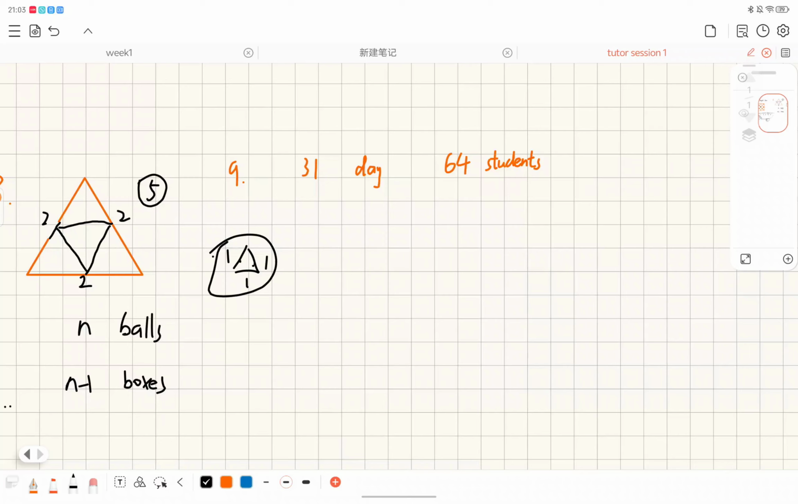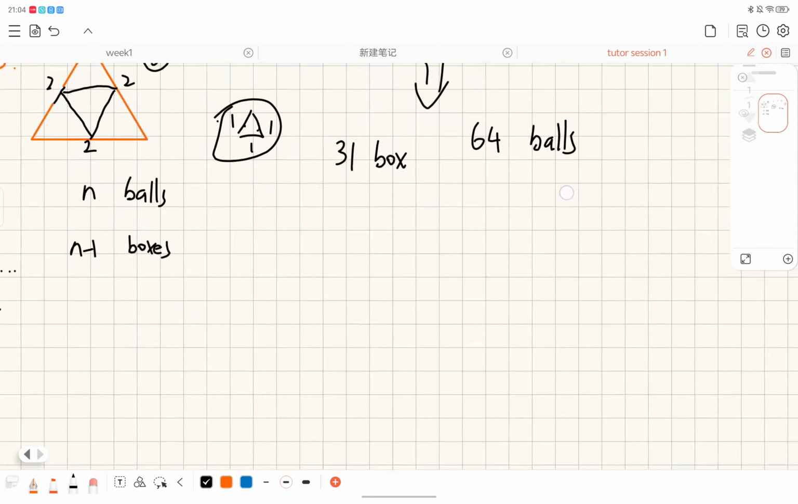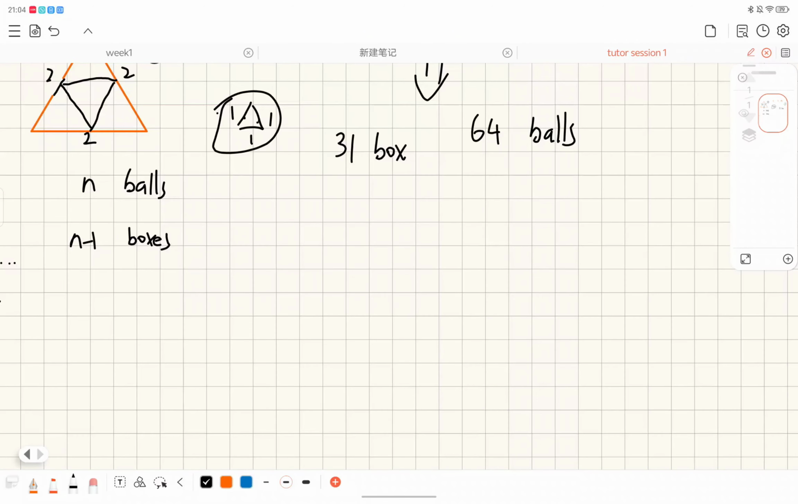And for the next question, we have 31 days in a month, and we have 64 students. And of course, everyone has only 1 birthday, and can only have a birthday on 1 day. So we can convert this question into 31 boxes, 64 balls, and they want to show that at least 1 box has at least 3 balls. So still use the pigeonhole theory.